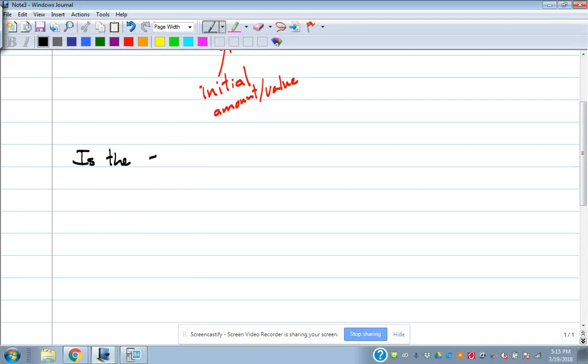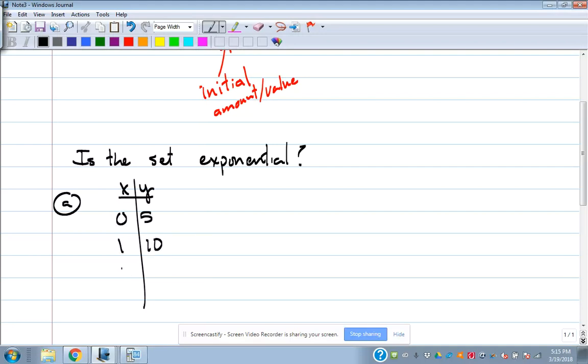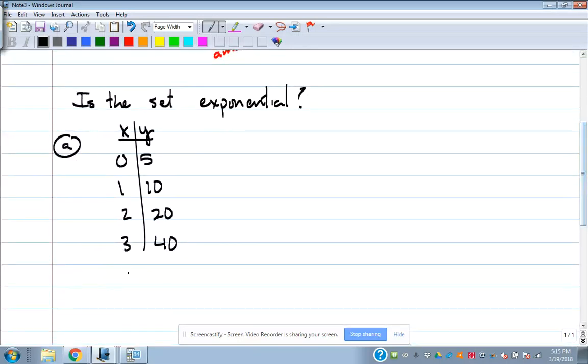Here is a set, and we want to determine if it's exponential. Ordered pairs: (0, 5), (1, 10), (2, 20), (3, 40), (4, 80). One method would be to graph those ordered pairs and see if they made a curve that either did this or this.